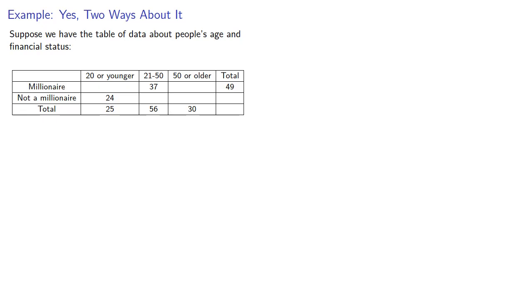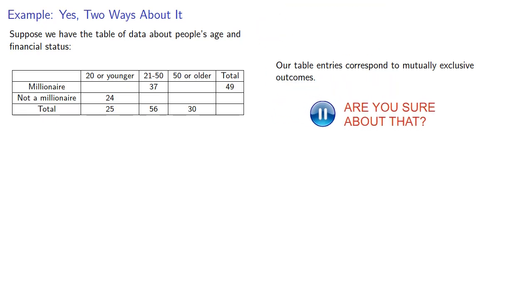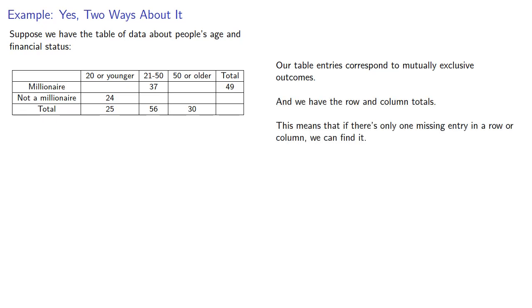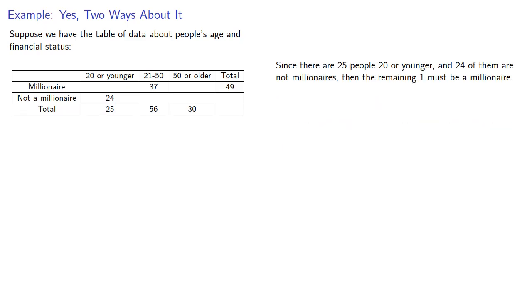If we have a two-way table, we can also construct some missing data given some of the entries. So suppose we have data about the age of people and their financial status. Our table entries do correspond to mutually exclusive outcomes. And we have the row and column totals. And this means if there's only one missing entry in a row or column, we can find it. For example, since there are 25 people 20 or younger, and 24 of them are not millionaires, that means the remaining one must be a millionaire.